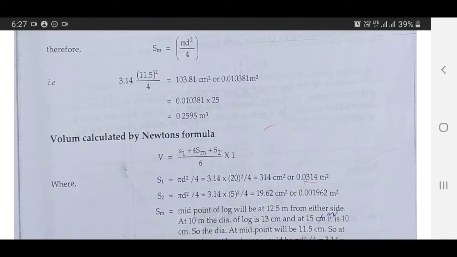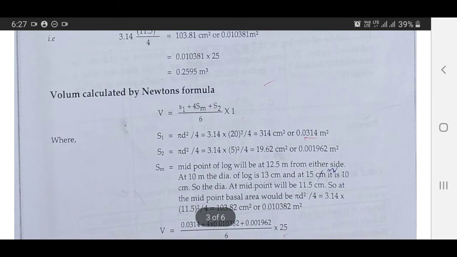Volume calculated by Newton's formula, V is equal to S1 plus 4Sm plus S2 divided by 6 into L, where S1 is pi d square upon 4, 3.14 into 20 whole square upon 4, it comes to 314 square centimeter. S2 is pi d square upon 4, 3.14 into 5 whole square upon 4, it comes to 19.62 square centimeter. Sm, midpoint of log, will be 12.5 meter. From either side at 10 meter the diameter of log is 13 centimeter and at 15 meter it is 10 centimeter. So the diameter at midpoint will be 11.5 centimeter.